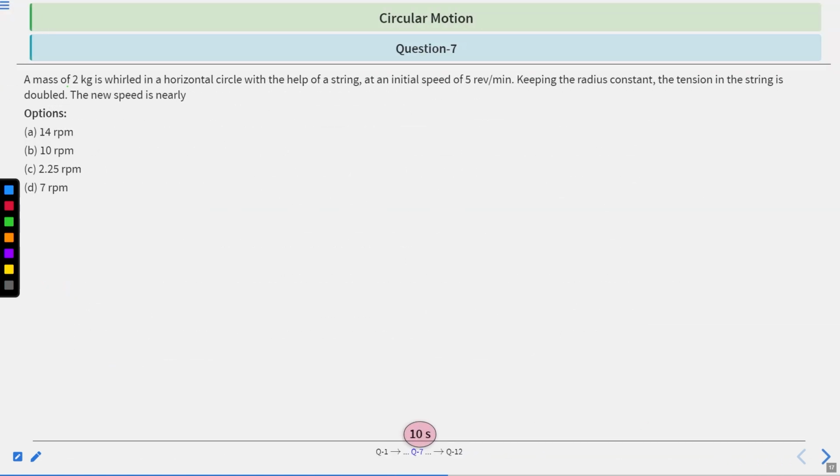A mass of 2 kg is whirled in a horizontal circle with the help of a string at an initial speed of 5 revolutions per minute. Keeping the radius constant, the tension in the string is doubled. The new speed is nearly what? Option A is 14 rpm, option B is 10 rpm, option C is 2.25 rpm, and option D is 7 rpm. Clear? So which one is correct? You have 10 seconds to solve this question. After 10 seconds we will provide the solution.